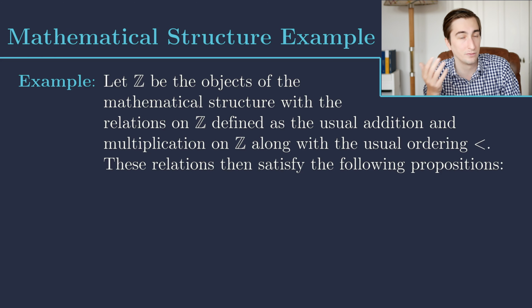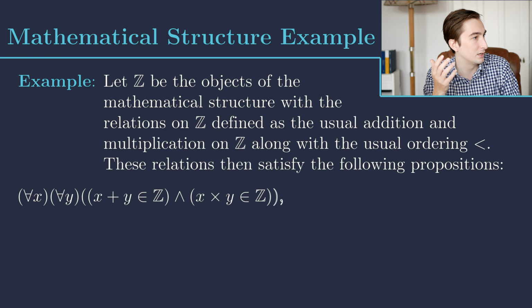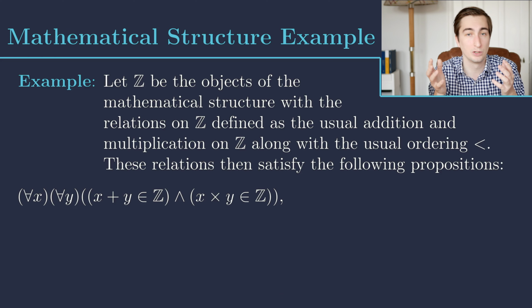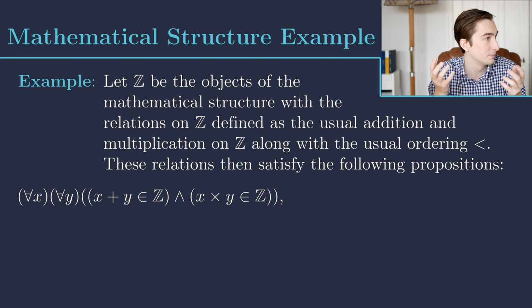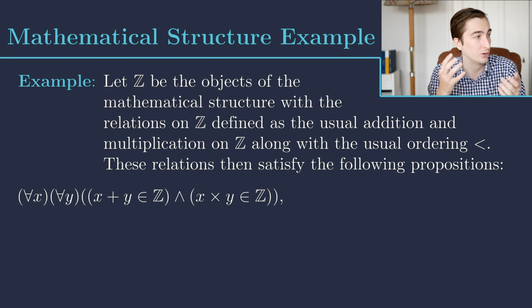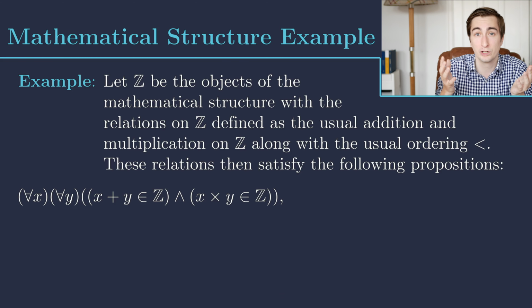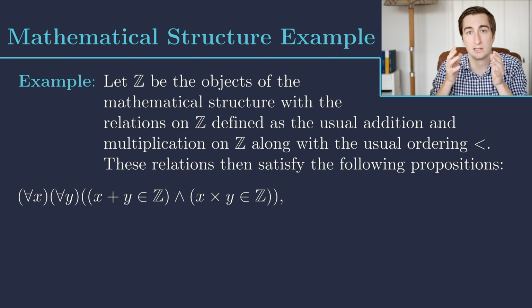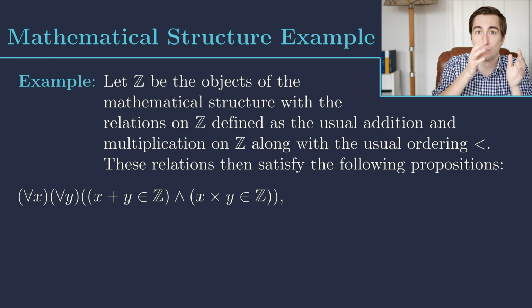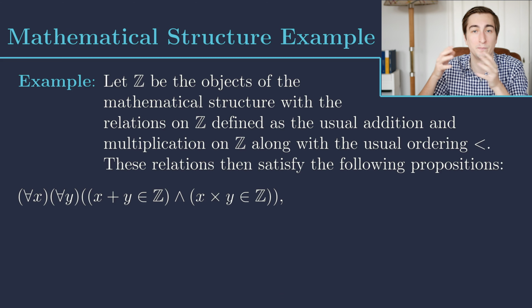So these relations satisfy the following propositions. Let's look at this first one here. Using our first order logic, this is saying for every x and for every y in the domain of discourse, which in this case is the integers, x plus y is in Z and x times y is in Z. In other words, this is a property known as closure. It's saying that if I take any two integers and add them together under our usual definition of addition, then necessarily the sum of those integers is also an integer. And simultaneously, if I take two integers and multiply them together under the usual definition, that is also an integer.